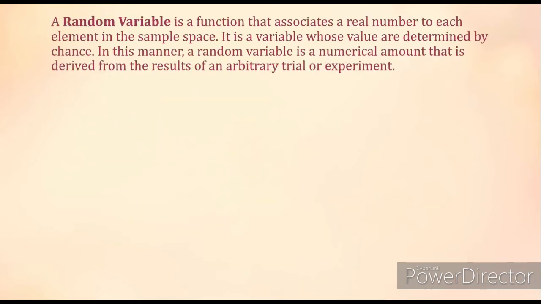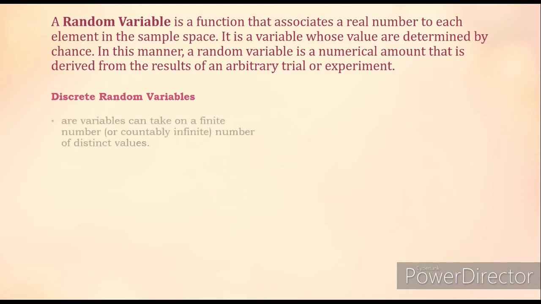A random variable is a function that associates a real number to each element in the sample space. It is a variable whose values are determined by chance. In this manner, a random variable is a numerical amount that is derived from the results of a random trial or experiment. So we have 2 kinds of random variable. First is the discrete random variables.